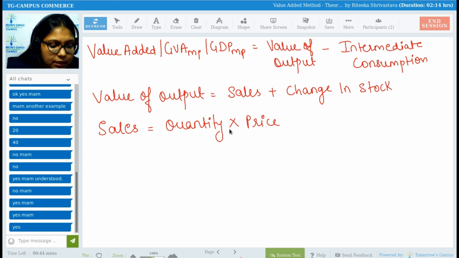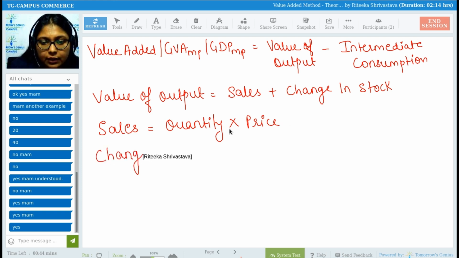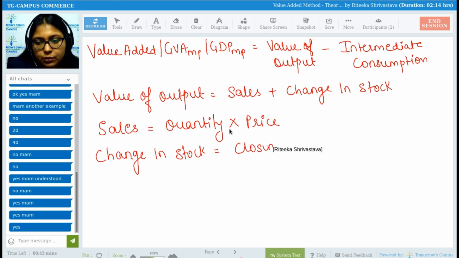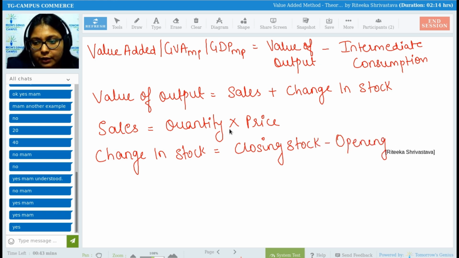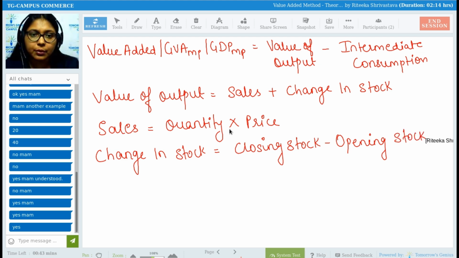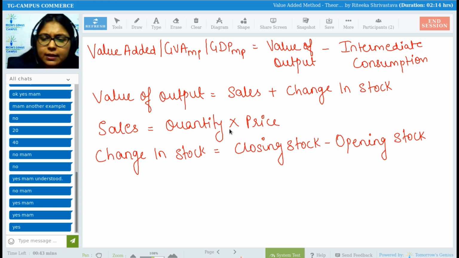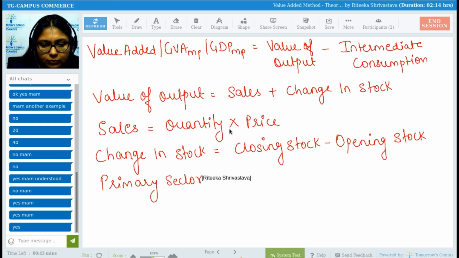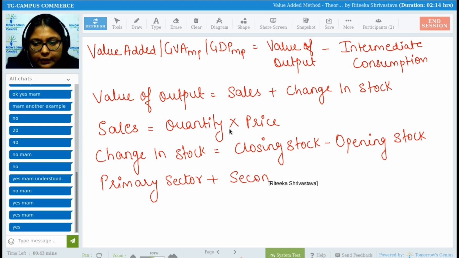And what is the formula for change in stock if not directly given? Change in stock is equal to closing stock minus opening stock. Now, while calculating GDP at MP or GVA at MP, you have to include the primary sector plus the secondary sector plus the tertiary sector.